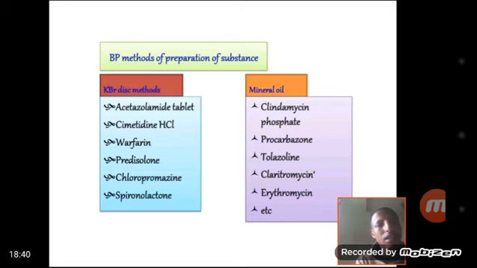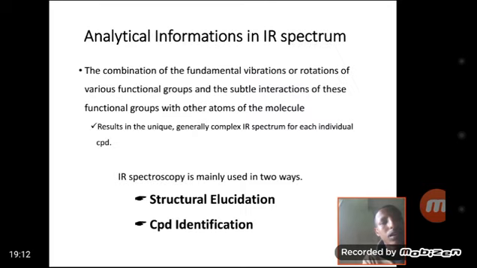There are different pharmaceutical preparations that are detected by this method. For example, when we use potassium bromide as a sample holder, acetazolamide tablets, cimetidine hydrochloride, warfarin, prednisolone, chlorpromazine, and spironolactone are detected by using potassium bromide as a sample holder, and others are detected by this method of analysis.